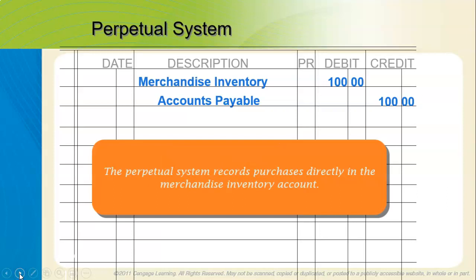However, in the perpetual system, we have inventory coming into the store. So every time it comes into the store, we're going to debit inventory. When it's going out of the store, we have to credit inventory. But here it's coming into the store because we purchased it. So we would be debiting the inventory account for the $100 instead of a purchases account. The inventory account, remember, is an asset.